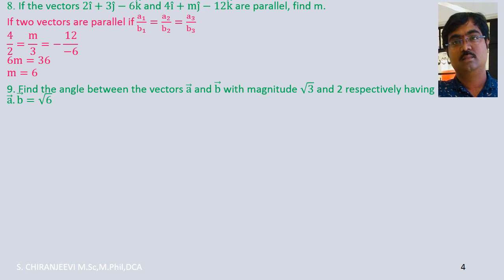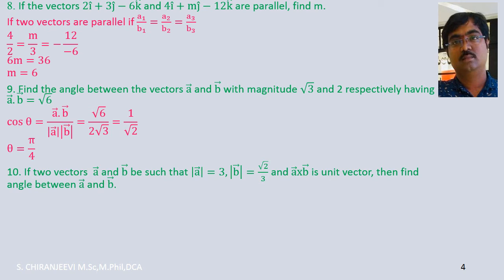Find the angle between the vectors A and B with magnitudes root 3 and 2 respectively, having A dot B equal to root 6. cos theta equal to A dot B divided by magnitude A into magnitude B. Now substituting, A dot B is root 6, magnitude A is root 3 and magnitude B is 2. So here root 6 by root 3 will become root 2. Root 2 by 2 is nothing but 1 by root 2. So theta is pi by 4.